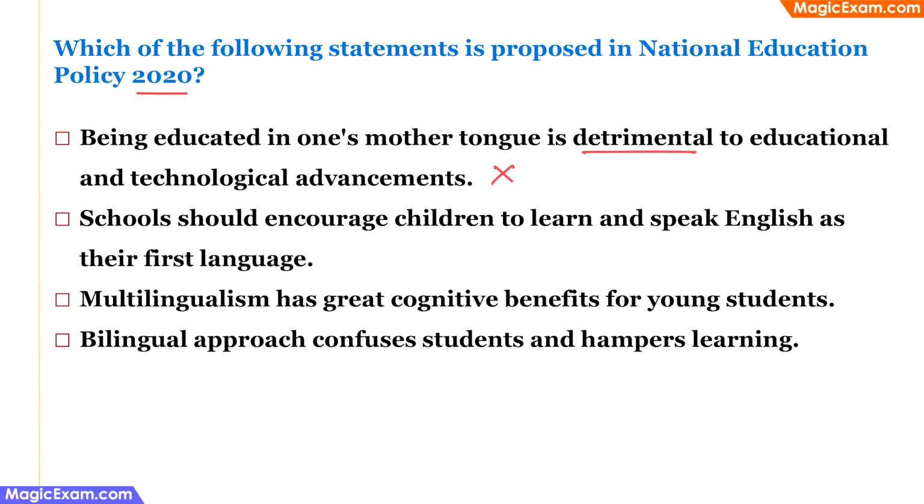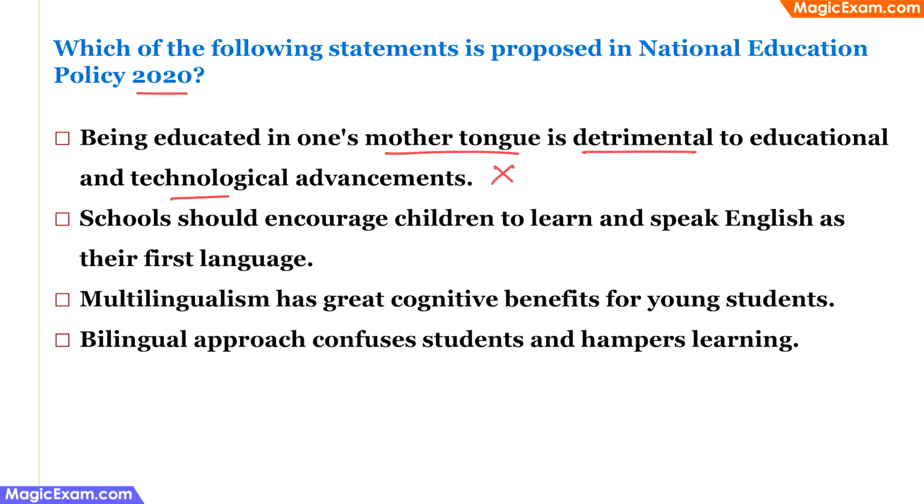That is, the statement is saying that if you are educated in the mother tongue, then you cannot learn technological advancements. Now, this is incorrect because think about if the Chinese people are learning things in the Chinese language. Are they technologically behind us? No.